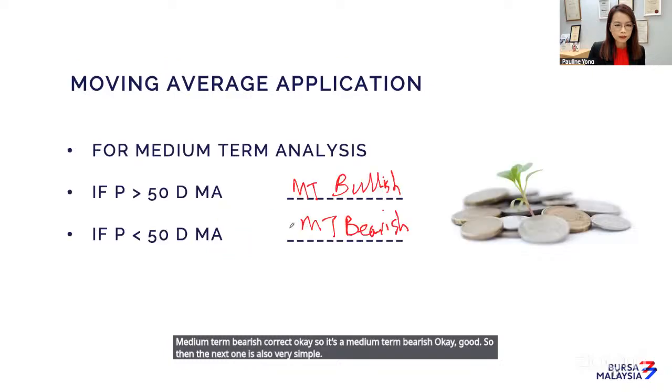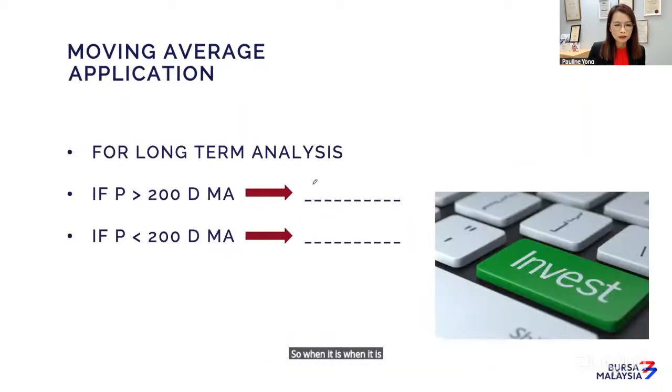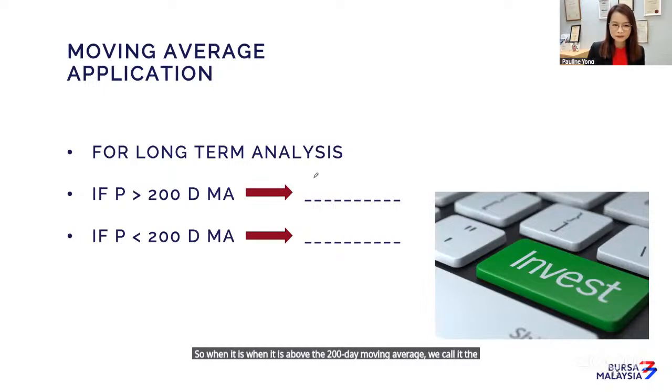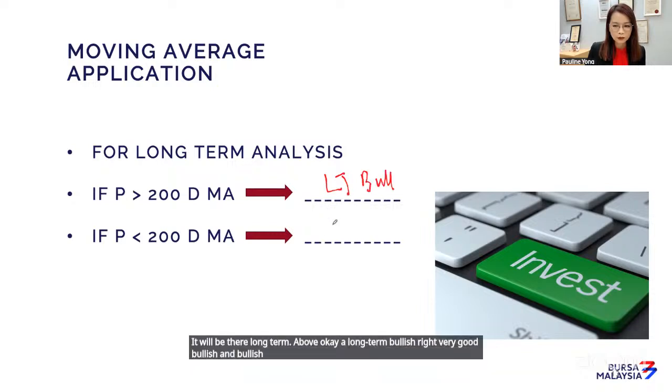So when it is above the 200-day moving average, we call it the long term bullish, right? Very good. Bullish, and then below will be the long term bearish.